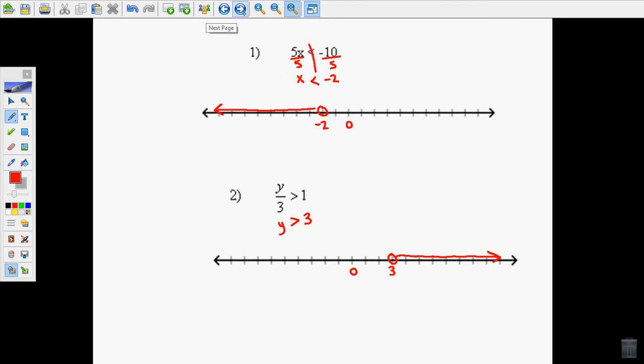However, something really strange happens when we have negative numbers. For example, let's say we had negative 2x is greater than 8. This is not a problem in your notes, we're just going to add it here. First, let's solve this like we were doing before. You would divide both sides by negative 2, and you would end up with x on this side and negative 4 on this side.